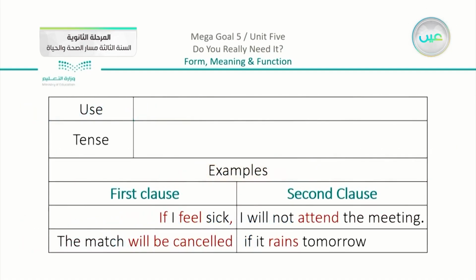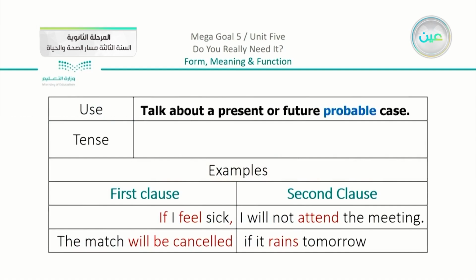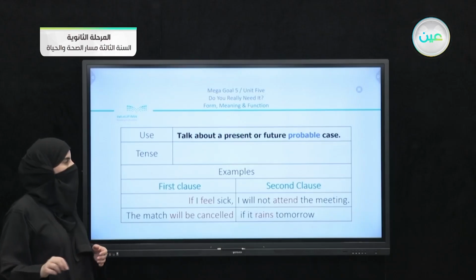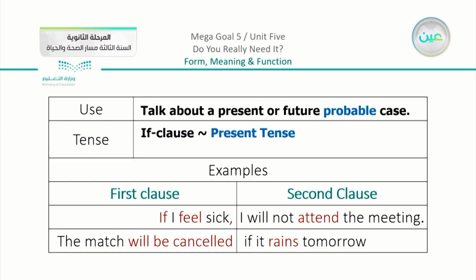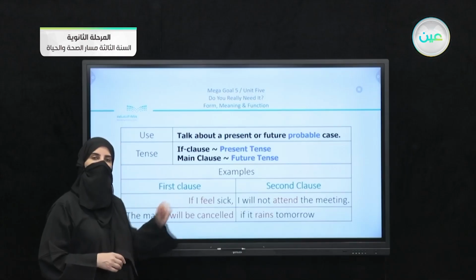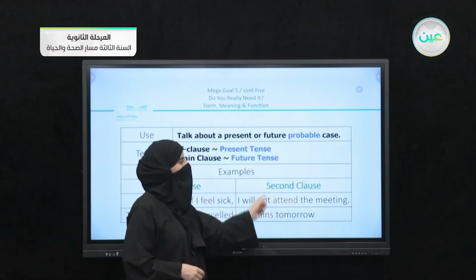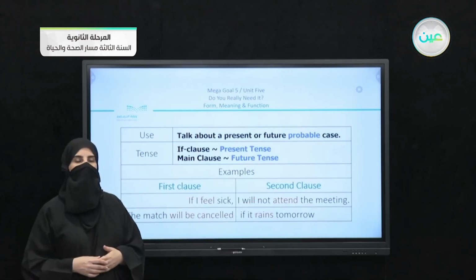Now for examples here, let's just agree that we are talking about a present or a future possibility. It is a probable case. And we have here the if clause plus the present tense, and the main clause plus the future tense. Our example: if I feel sick, I will not attend the meeting. You can see that if I feel is present simple, which applies to what we are saying. And in the main clause plus the future, you can see in the example that we have here, I will not attend the meeting.